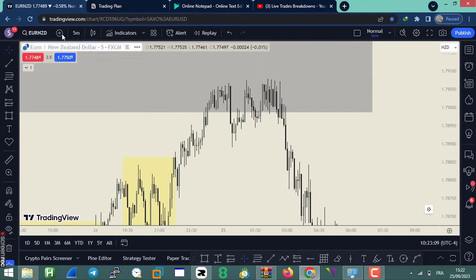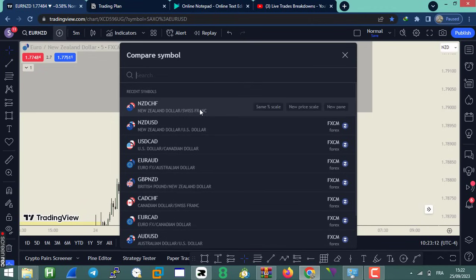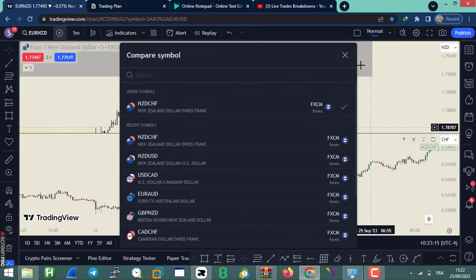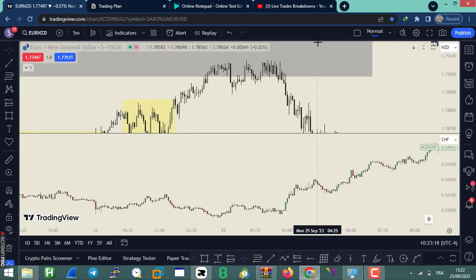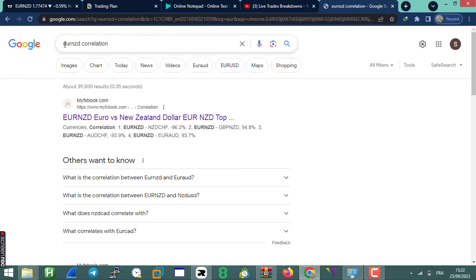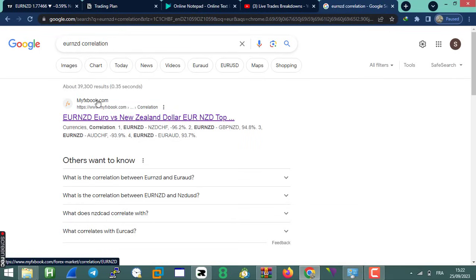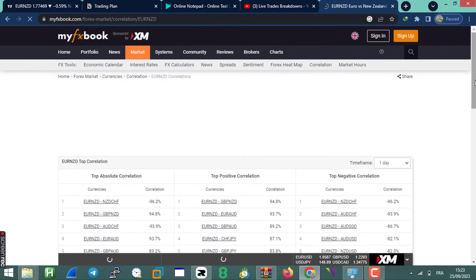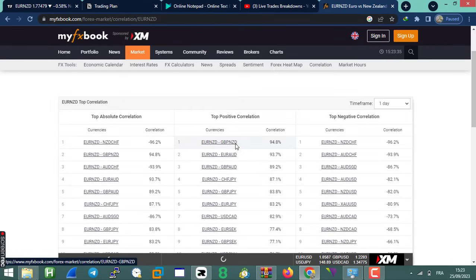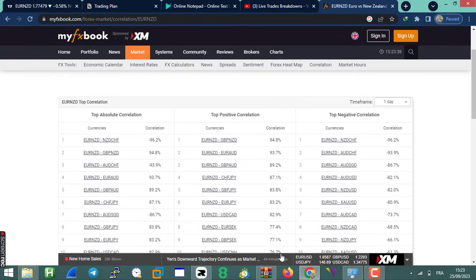If we pull up the New Zealand dollar against the Swiss franc, which is the correlated pair, right? How do we know it's a correlated pair? All you have to do is type the name of the pair, and then write correlation. It will take you to the MyFXbook website, right? Click on it and you will find your top positive correlation. So the pair that moves in the same direction as euro against the New Zealand dollar. And here is the top absolute correlation. So this is a negative correlation, meaning they move in the opposite direction. We have New Zealand dollar against the Swiss franc with 96% correlation, right?